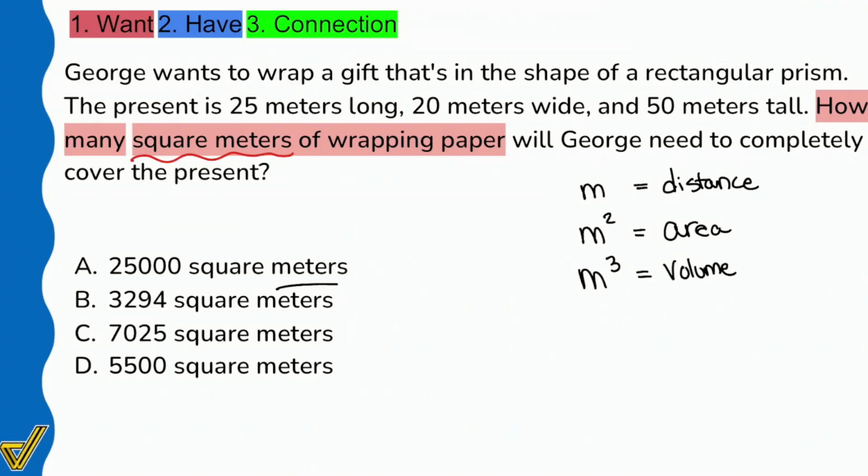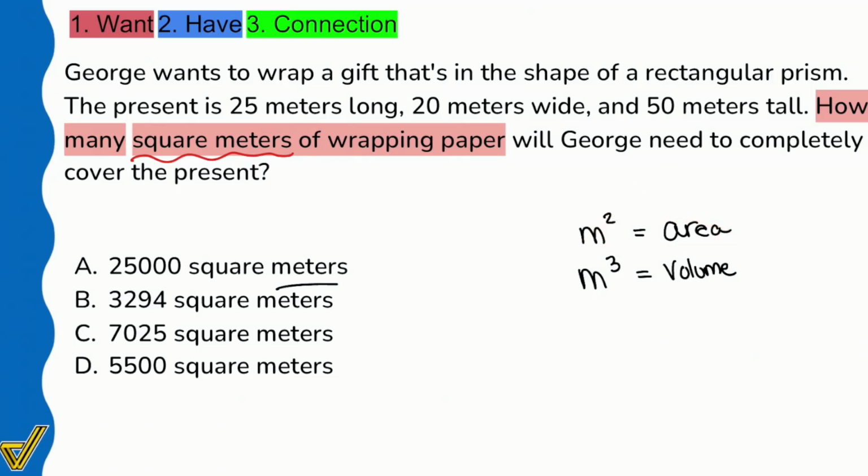So ask yourself real quick, when we look at this red highlight for the question, which of these are we being asked for? Are we looking for just a regular distance? Are we looking for area? Or are we looking for volume? Right here, that's the giveaway, square meters. That's easily how you can tell. We have a 3D object, a gift, and we're trying to wrap the entire gift. So we're talking about the area of the surface: square meters says area, and then wrapping paper. Remember, the wrapping paper for a gift goes on the outside of the gift. So that's how we know we are dealing with area, but specifically surface area in this question.